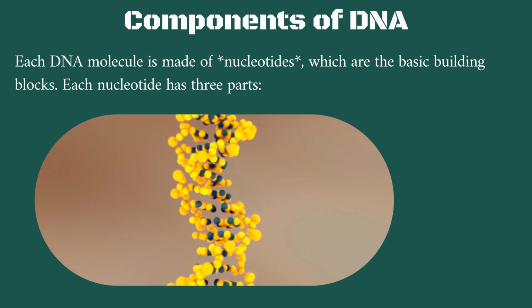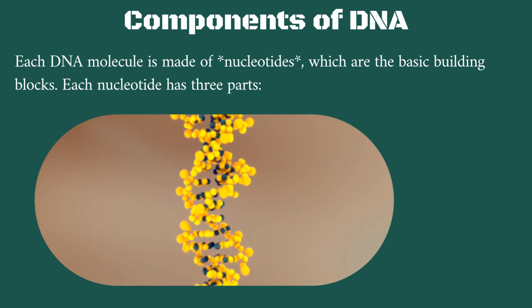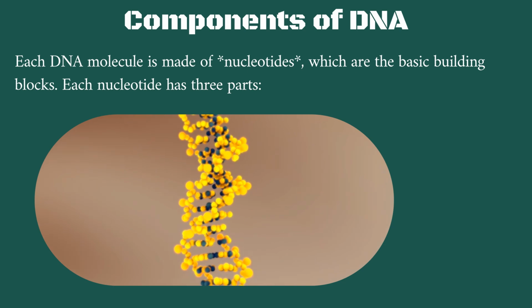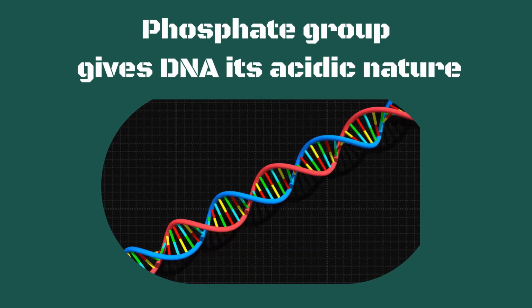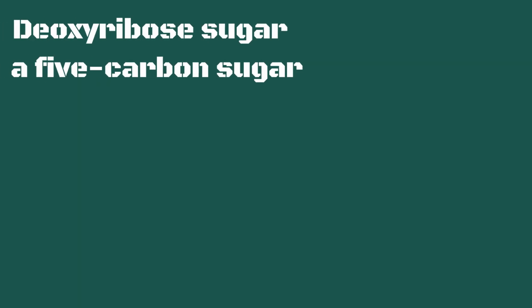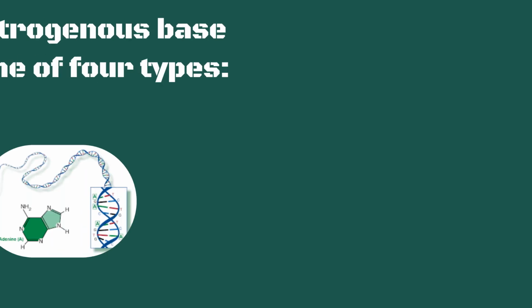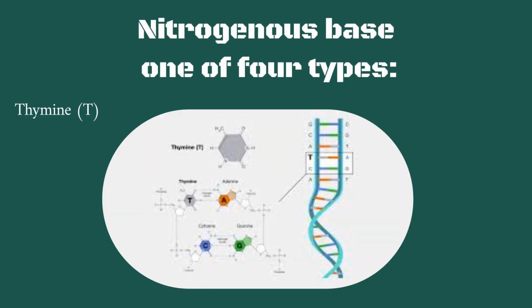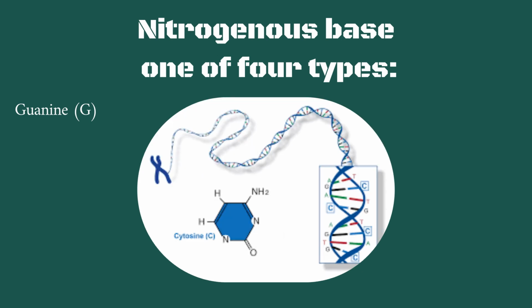Components of DNA. Each DNA molecule is made of nucleotides, which are the basic building blocks. Each nucleotide has three parts. First, phosphate group, which gives DNA its acidic nature. Second, deoxyribose sugar, a 5-carbon sugar. Third, nitrogenous base, one of four types: adenine, thymine, guanine, and cytosine.